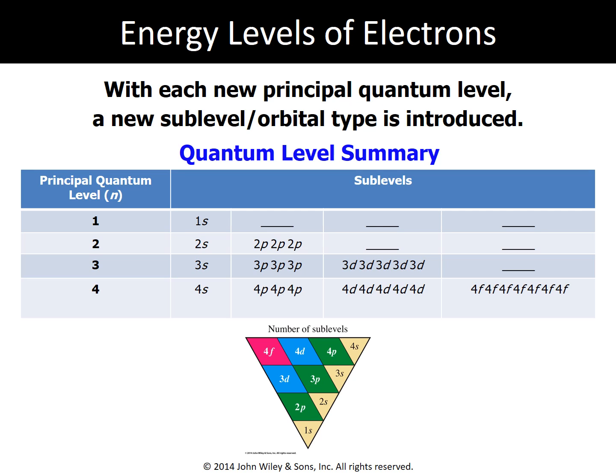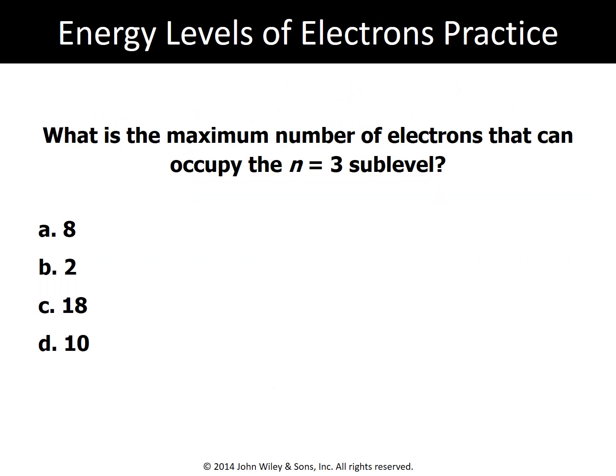So how many electrons can fit on level 1? 2. How many can fit on level 2? 8. And how many can fit on 3? 18. That's it for this section.